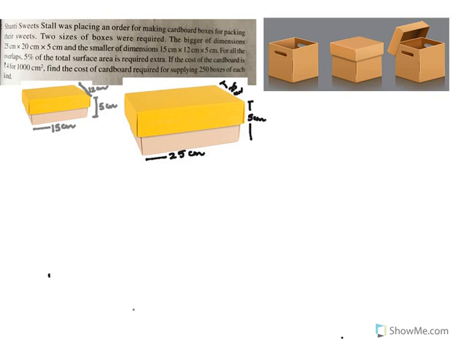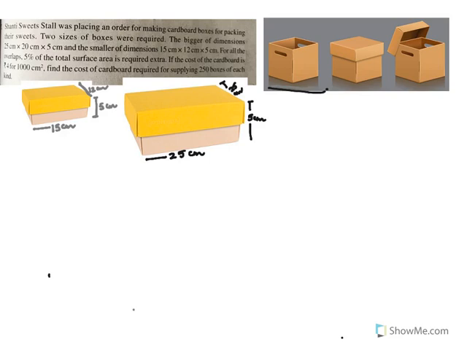If the cost of the cardboard is rupees 4 per 1000 centimeter square, find the cost of cardboard required for supplying 250 boxes of each. So first let's look at this first picture here that I have. We'll see what you mean by this overlap.